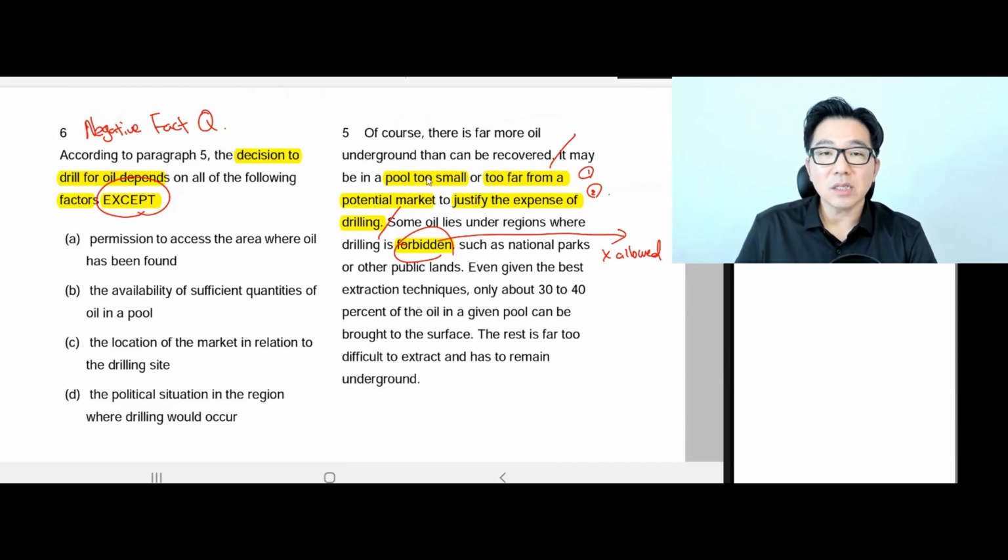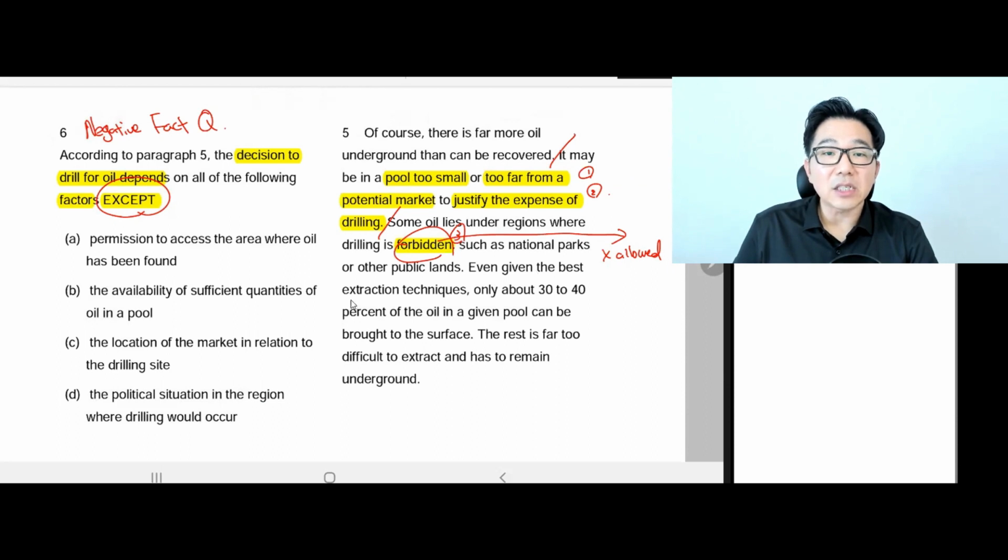If the quantity of oil on the ground is too small, then we are not going to drill it. If it's too far from the market, we're not going to drill it. If it's forbidden, you cannot do it, then we cannot drill it, obviously. So that's the third condition.